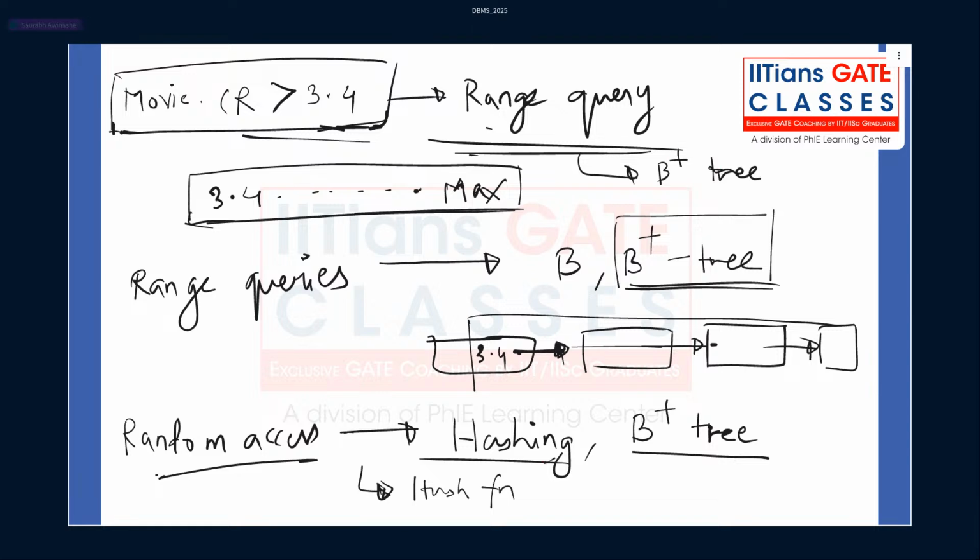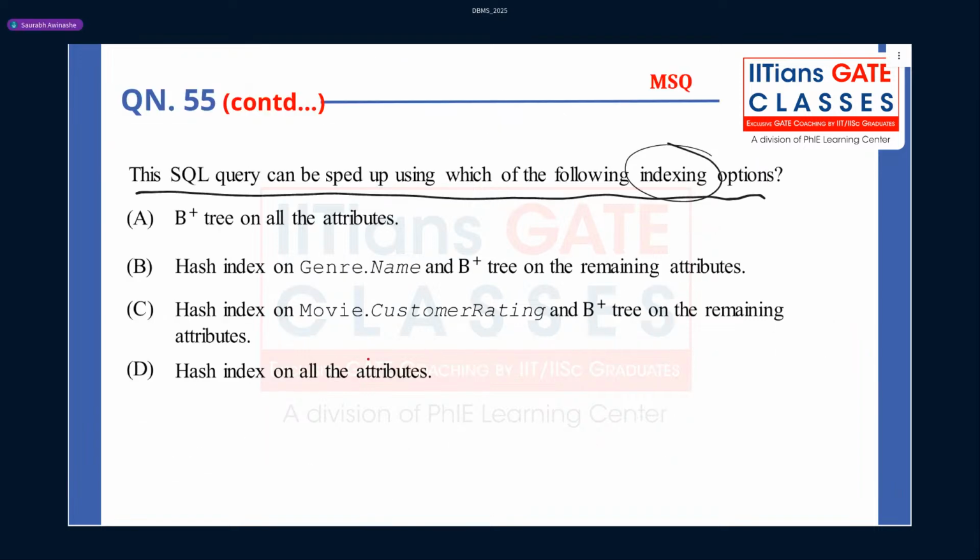Hashing will not work well for range queries because, as we know, in a hash table, the entries need not be in a sorted manner. If we have 3.4 in one of the entries, the following entry need not be 3.5. It can be 1.2 or anything, right? So hashing is not good for range queries.